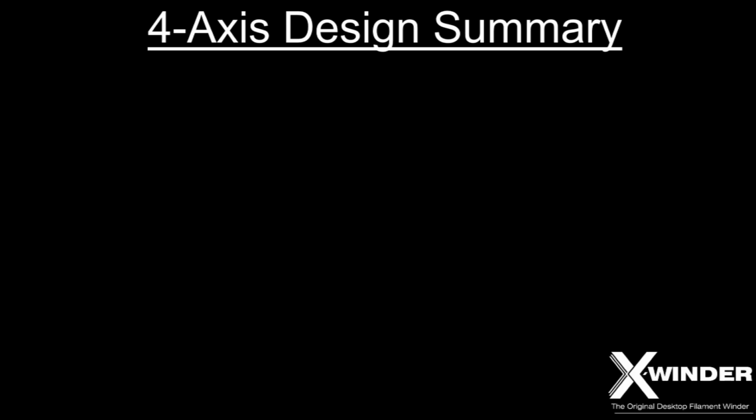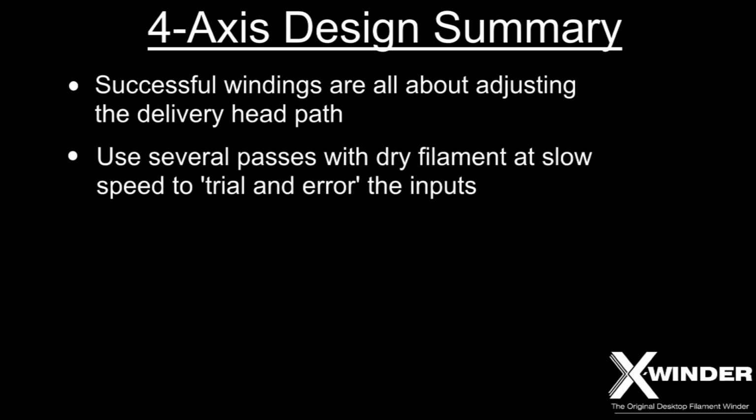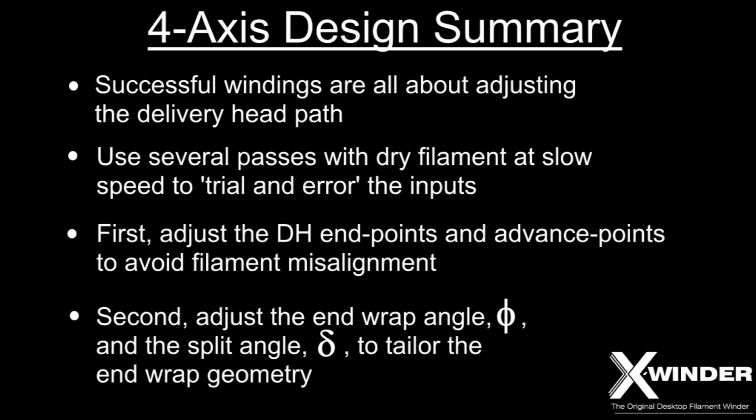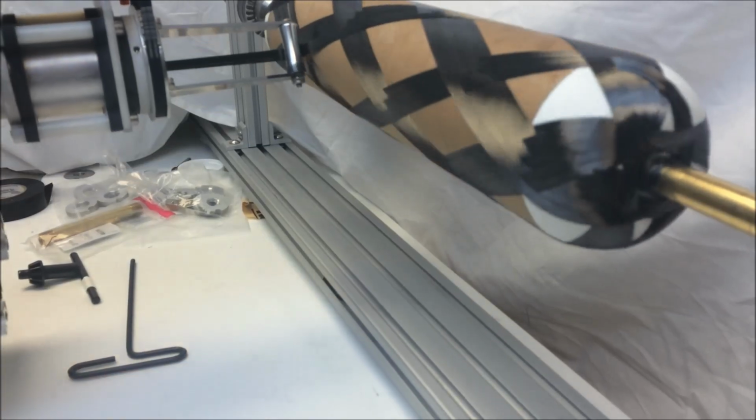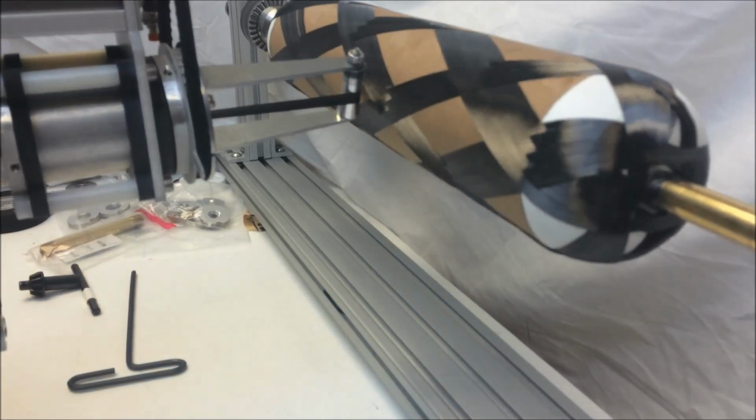In summary, successful windings are all about adjusting the delivery head path. Use several passes with dry filament at slow speed to trial and error the inputs. First, adjust the delivery head endpoints and advance points to avoid filament misalignment. Second, adjust the end wrap angle phi and the split angle delta to tailor the end wrap geometry. Once you've tailored the delivery head path to the specific mandrel, save the design file and you're good to go.